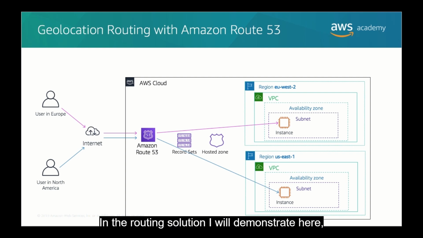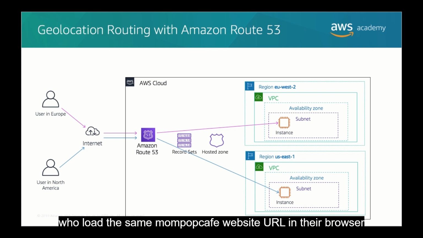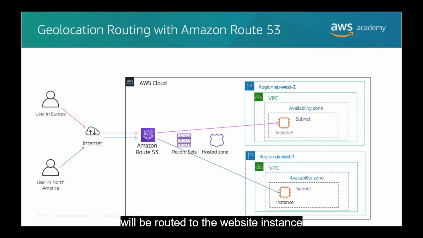In the routing solution I will demonstrate here, all users in Europe who load the Mom Pop Cafe website URL in their browser will be routed to the website instance running in the EU West 2 London region. And all users in North America who load the same Mom Pop Cafe website URL in their browser will be routed to the website instance running in the US East 1 Virginia region.